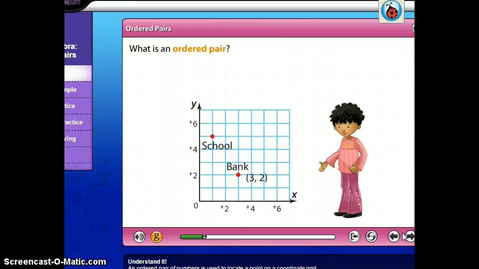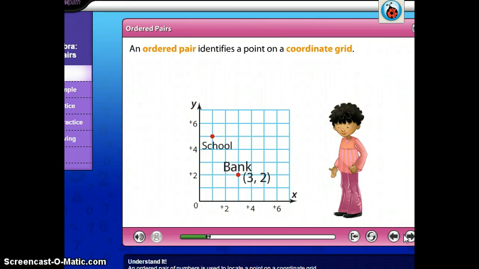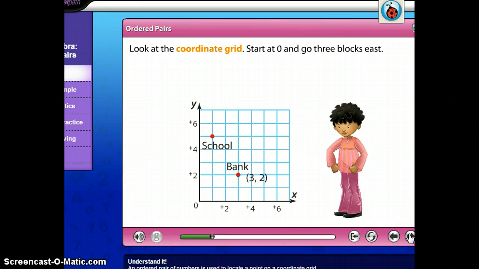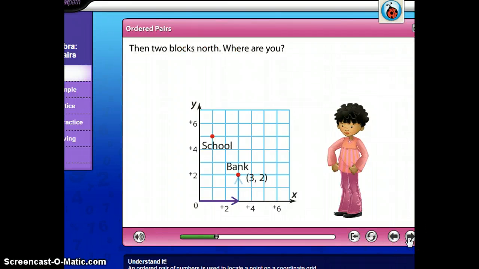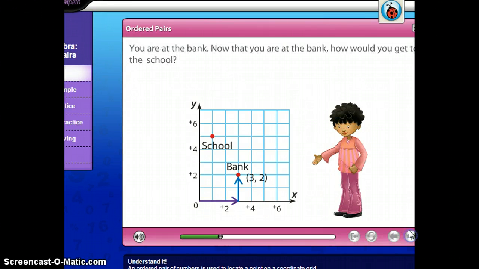What is an ordered pair? An ordered pair identifies a point on a coordinate grid. Look at the coordinate grid. Start at 0 and go 3 blocks east. Yes, when you're determining a location, you always start at the origin and go from the origin. Then 2 blocks north. Where are you? At the bank. You are at the bank.